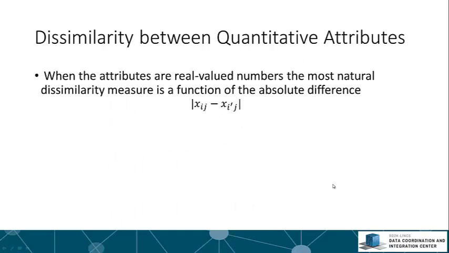Now the specific choice of this function d, the dissimilarity between attributes, depends on the nature of the attributes. If the attributes are quantitative, real valued variables, such as expression levels of genes, then the simplest, most natural choice for the dissimilarity between the attribute values is simply the absolute difference between the values, which is to say, subtract one value from the other and then drop the sign.